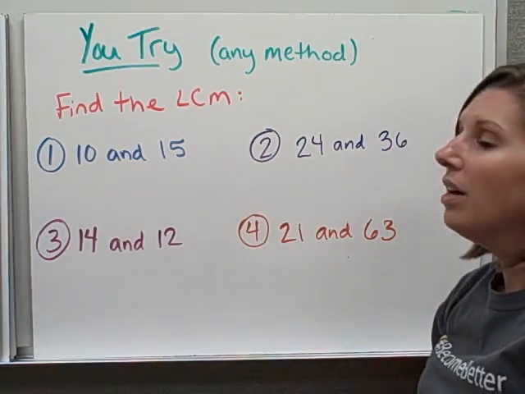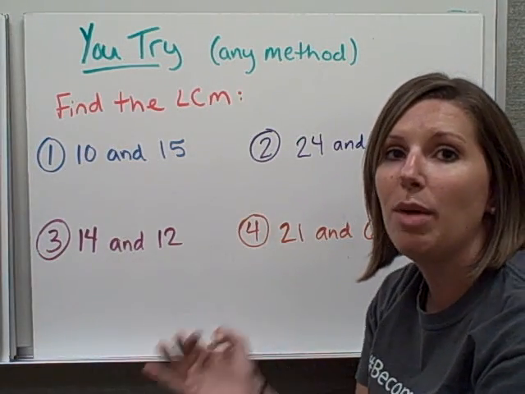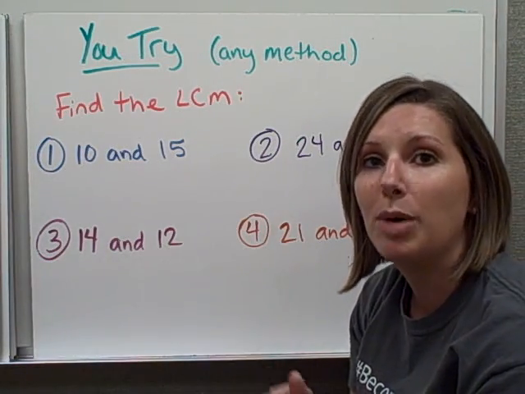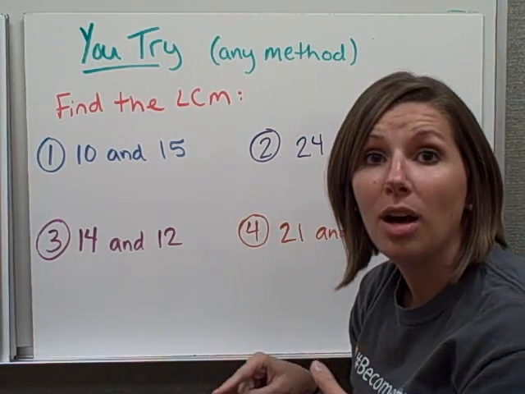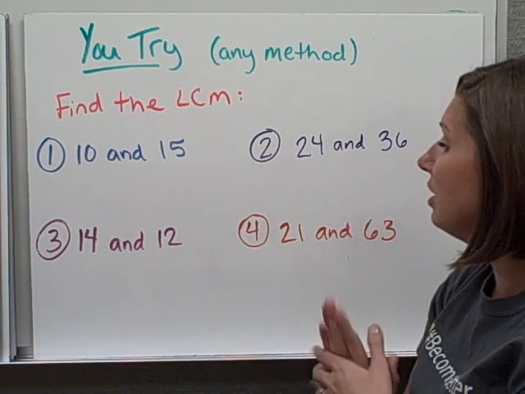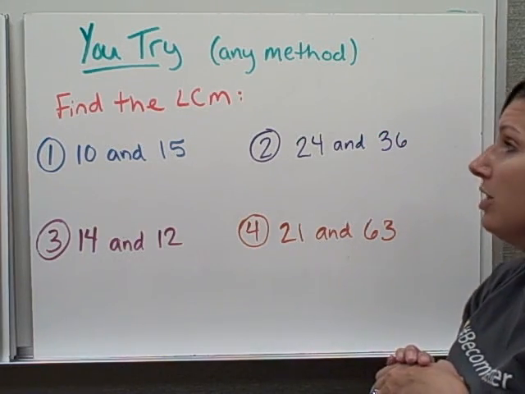I want you to try finding the LCM using any method you choose. You could use a list, you could use prime factorization, you could use a Venn diagram, or you could change it up. So please do these problems for homework and bring your answers back to class.